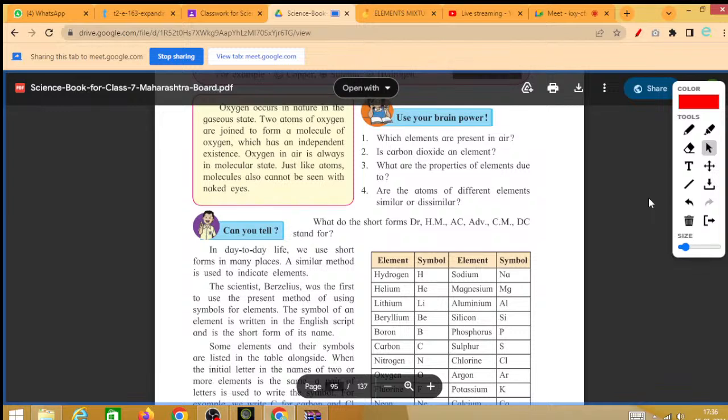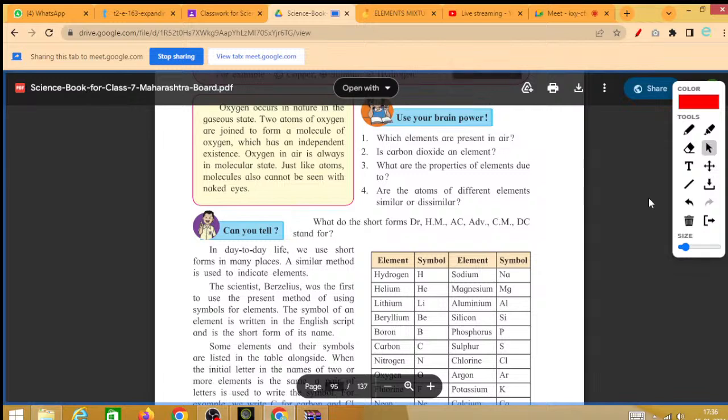Sanjana. Read the third question. What are the properties of elements due to? Properties of elements. Different properties. Some are shiny, some are rough, some are solid, some are liquid. So what is it due to? The way the atoms and molecules are organized inside them. Okay?